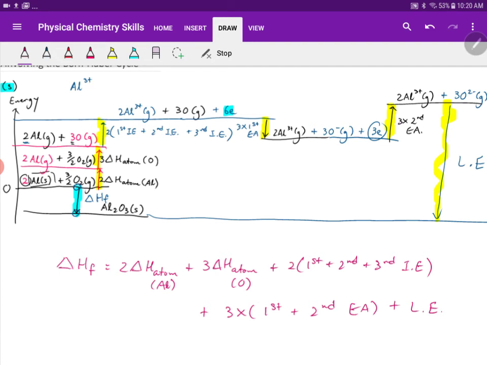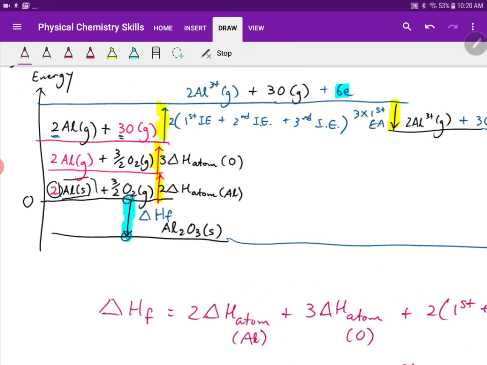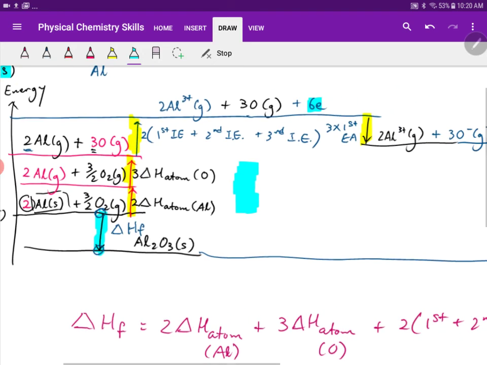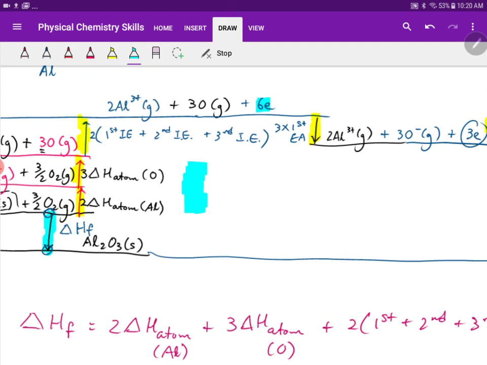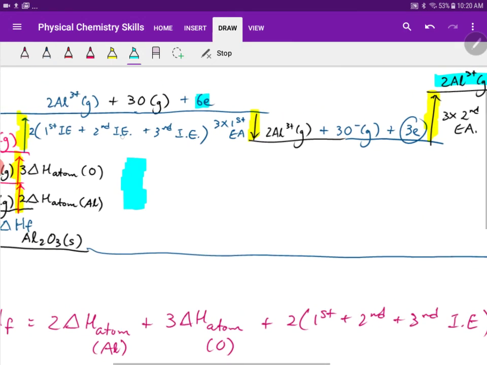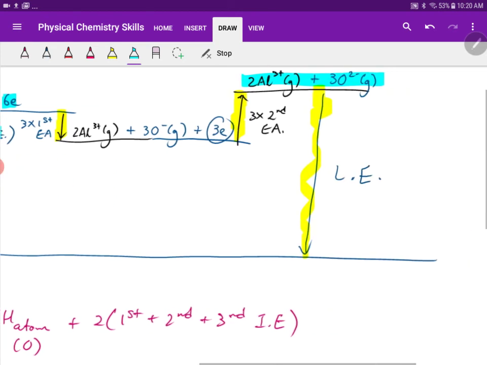So let's review this process again. The first thing that we need to do is to form the gaseous atoms. So we need to use delta H atomization, or bond energy in certain cases when we are not given the atomization values. Then the second step is for us to create the gaseous ions, over here, by using our IE and our EA.